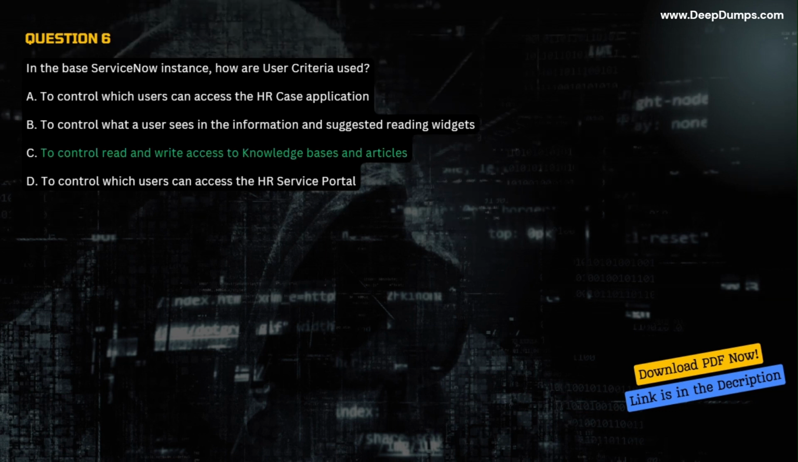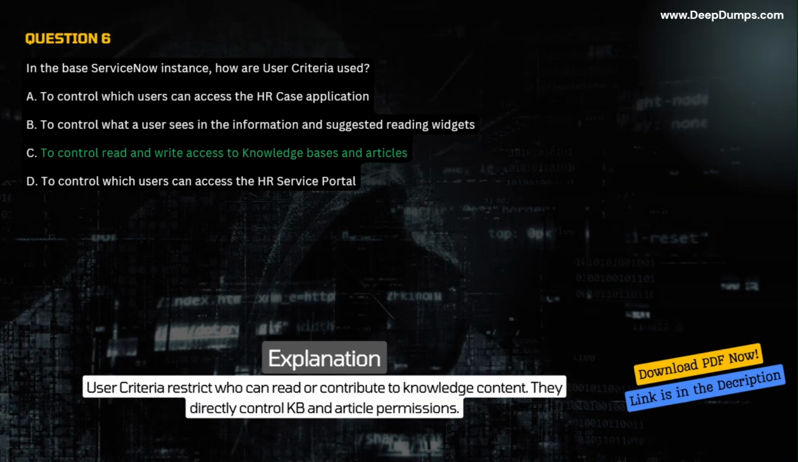Correct answer, C. To control read and write access to knowledge bases and articles. Explanation. User criteria restrict who can read or contribute to knowledge content. They directly control KB and article permissions.